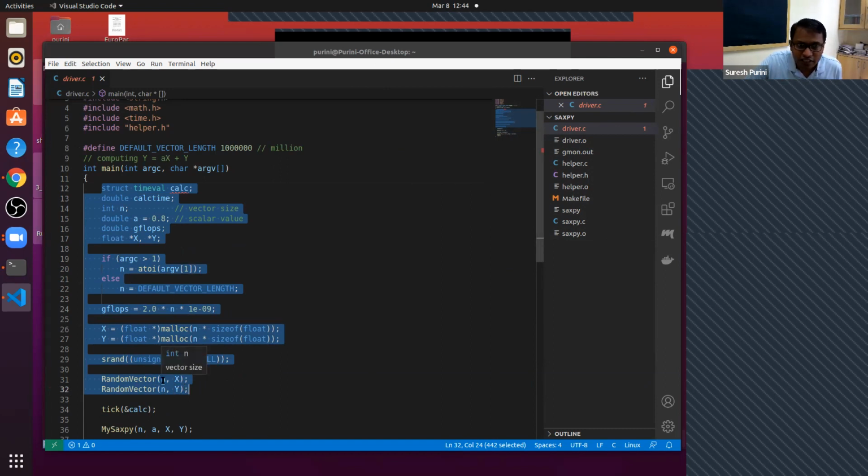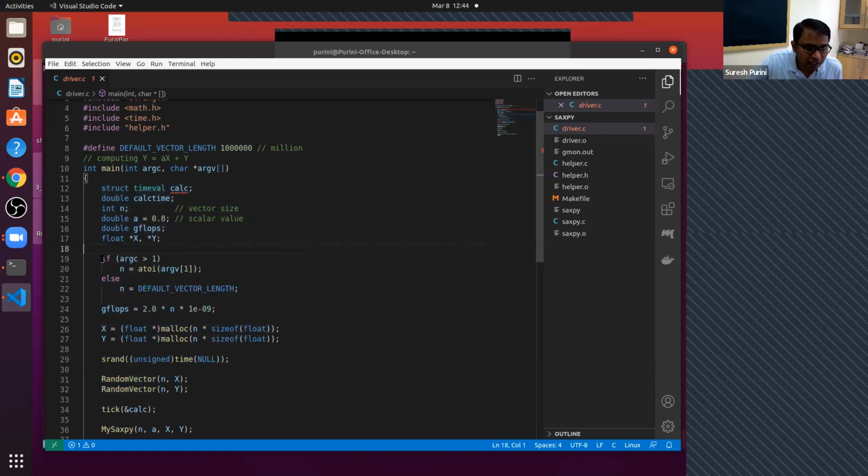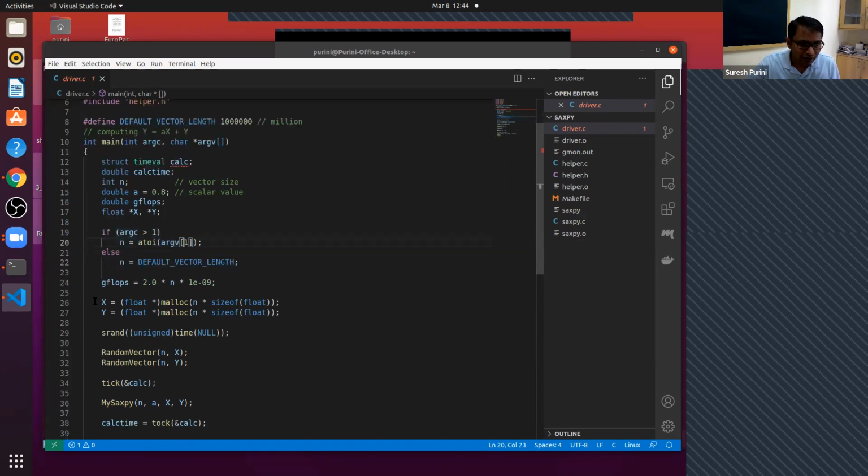The default size of these vectors is 1 million, which you can see on line number 8. And if you see here, if an argument is given, we take that argument as the vector size. Otherwise, we take the default vector size. Okay, so this is the plan. So if no argument is given, the default vector size is 1 million. But if an argument is given, we take that argument as the size of the vector.